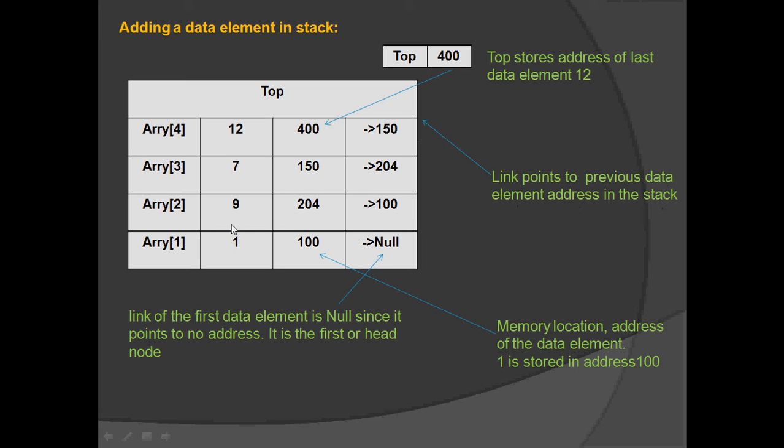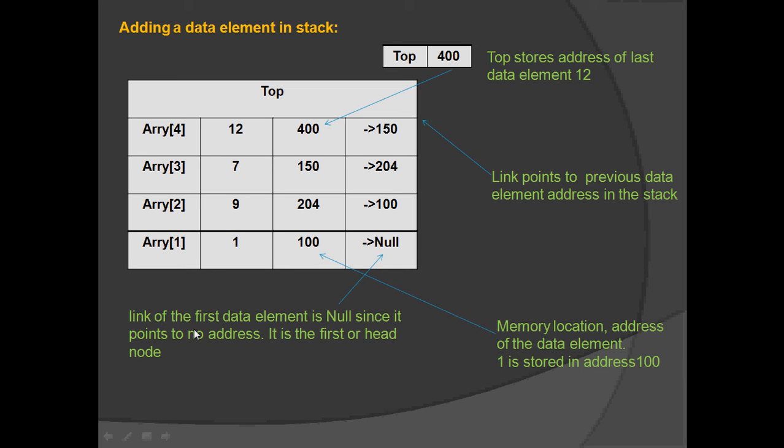Since the data are entered here, the first one is at the end of the stack, the bottom of the stack, and the last data that is entered is at the top of the stack. So this here is the first data, this is the address, and the link to this address is null.